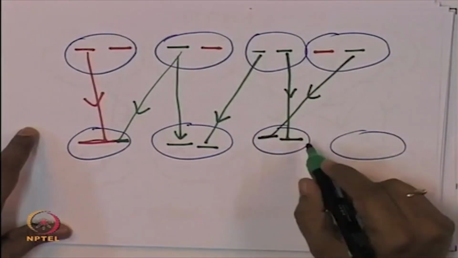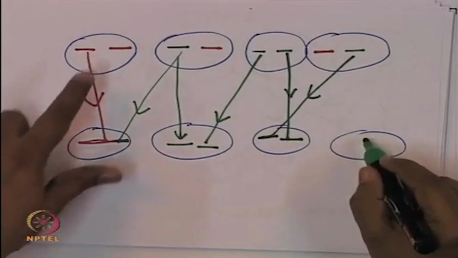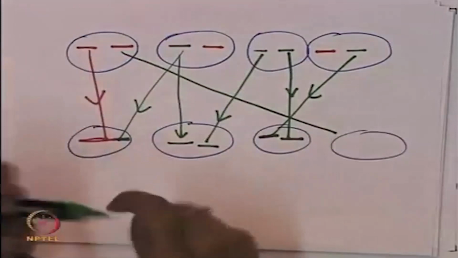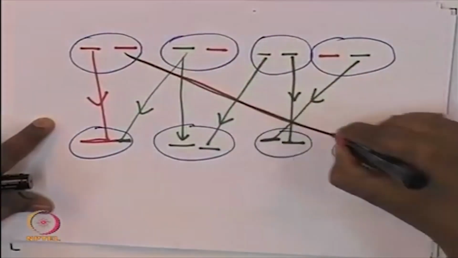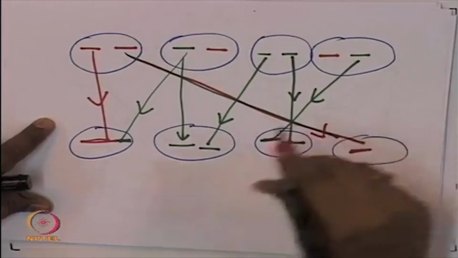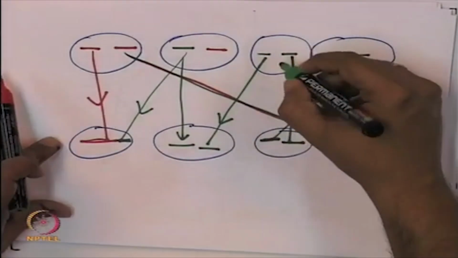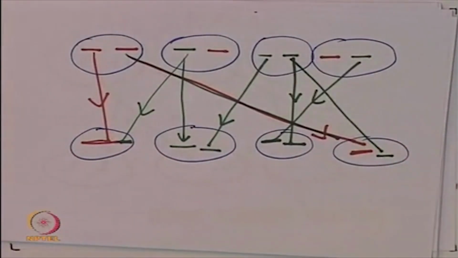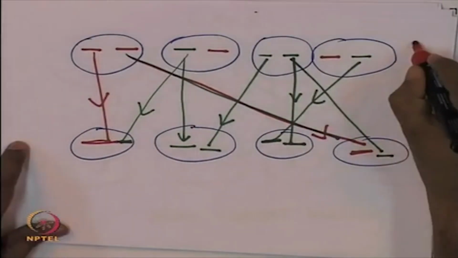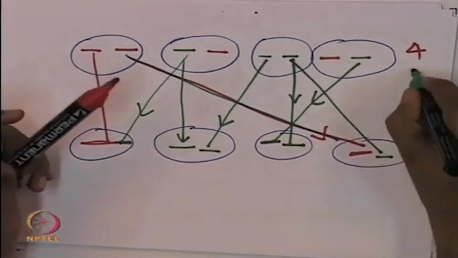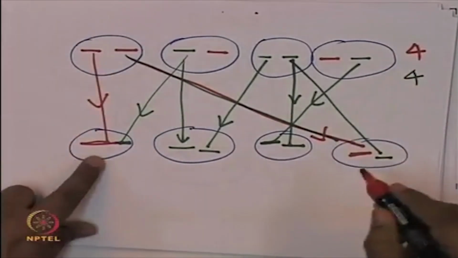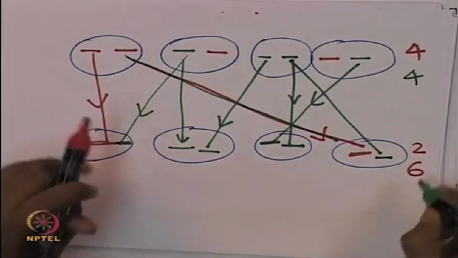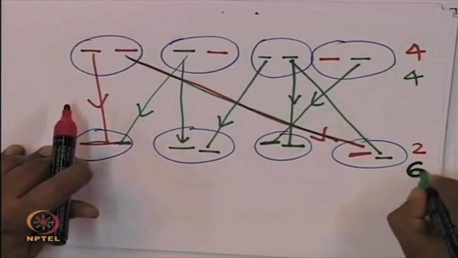So, again you have 2 greens. Now, here let us imagine that this and this randomly mate. So, it has to have one red, and let us say one green from this. So, one green. Here we had 4 red and 4 green, and here we have only 2 red and 6 green.